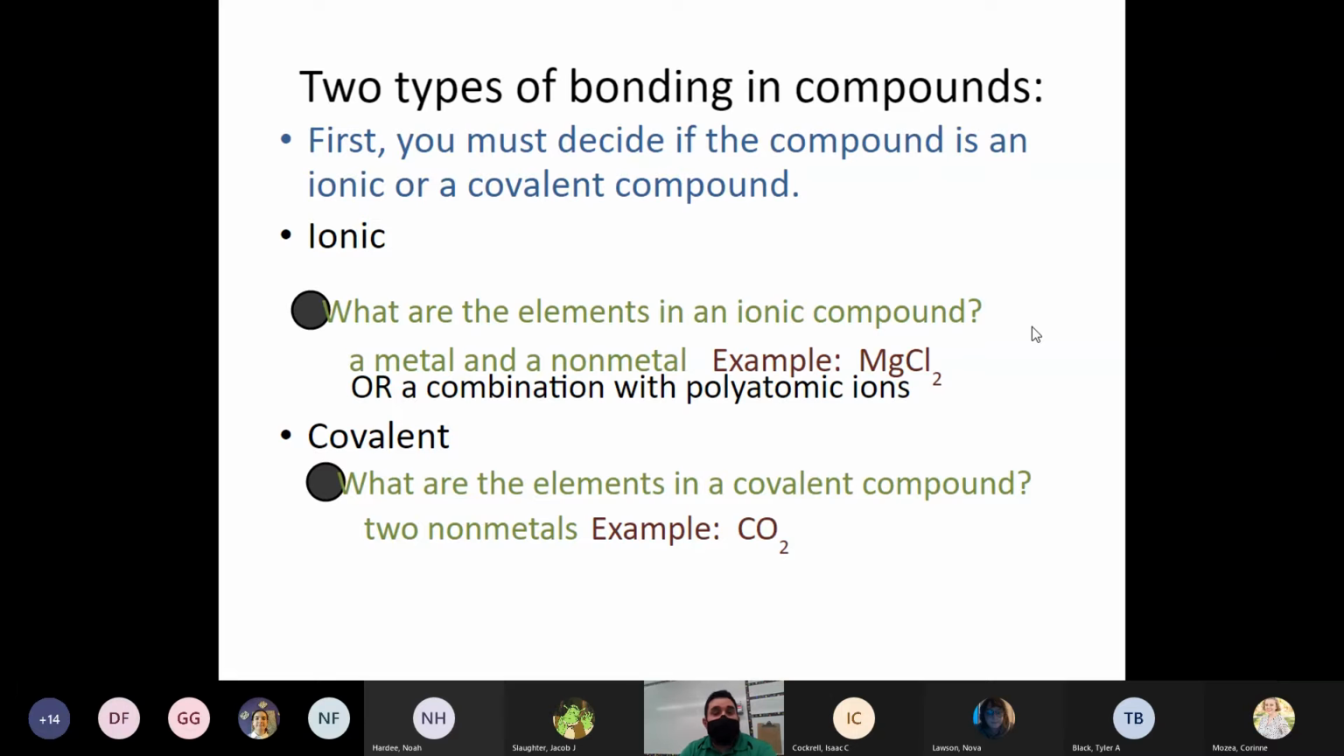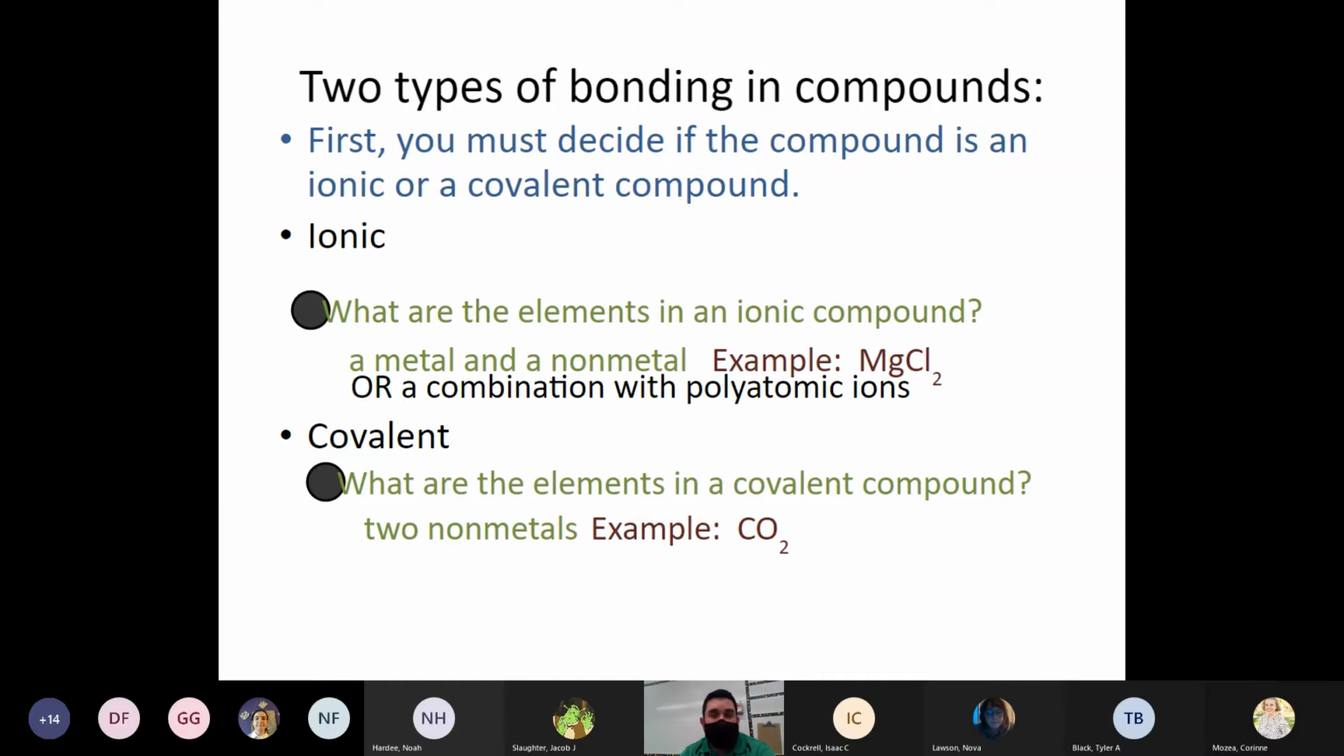So again, there are two types of bonding that we can do, ionic versus covalent. In an ionic one, one is going to give an electron, one is going to take an electron, and then a positive and negative will attract. But what if they both want the electron? Well, they can share the electron. It's not a big deal.